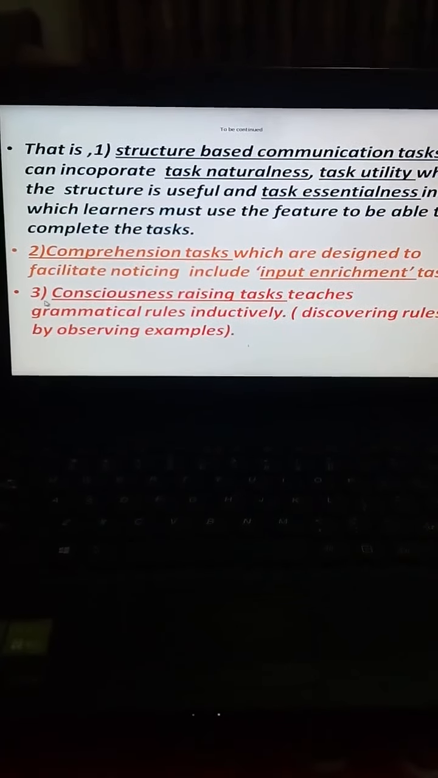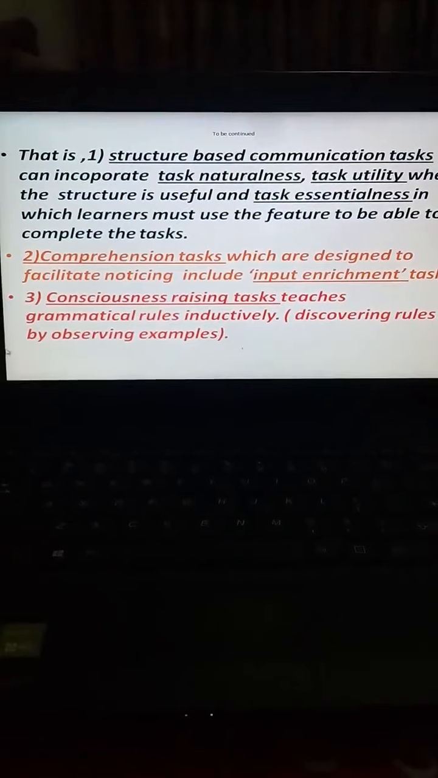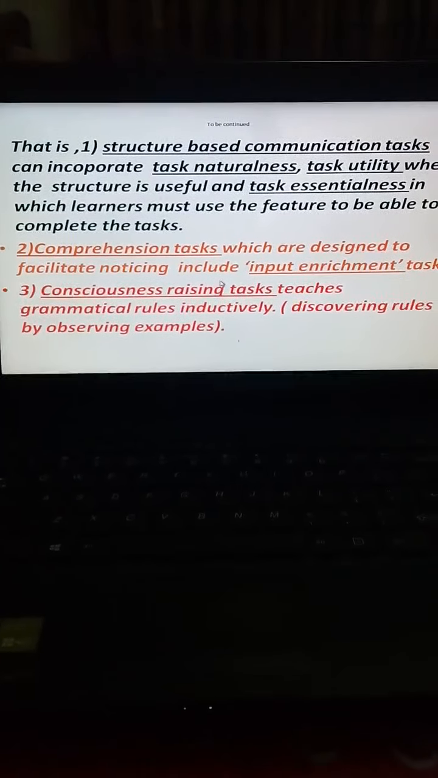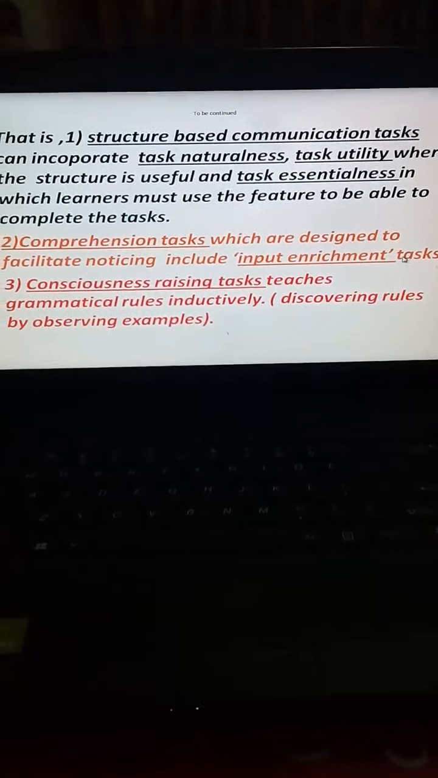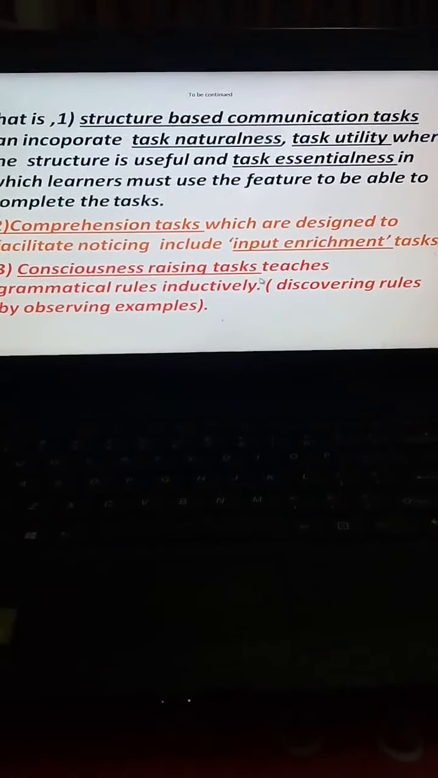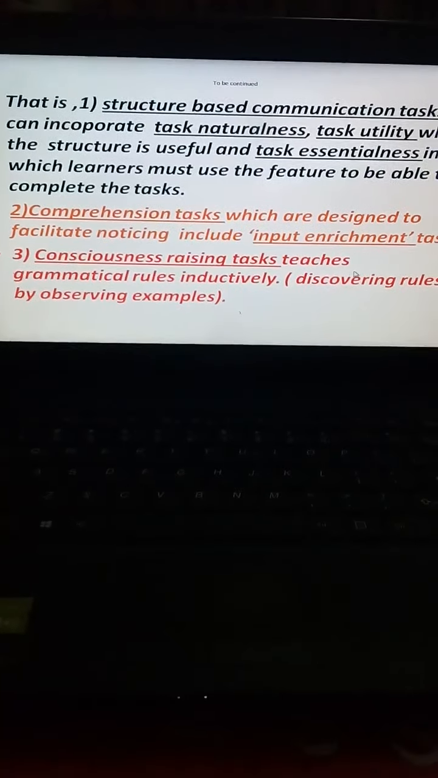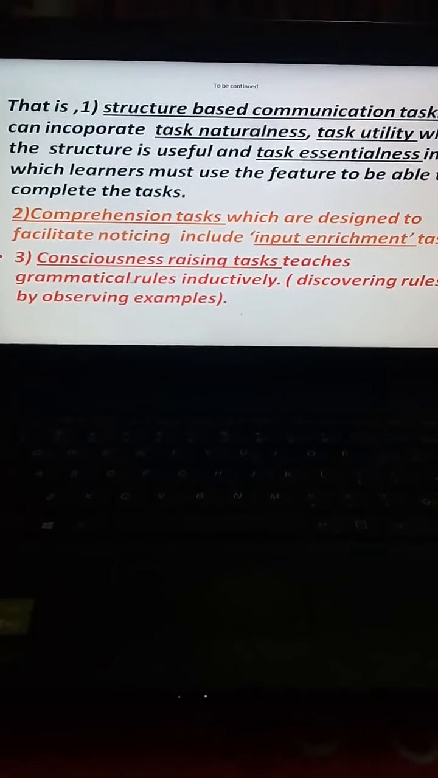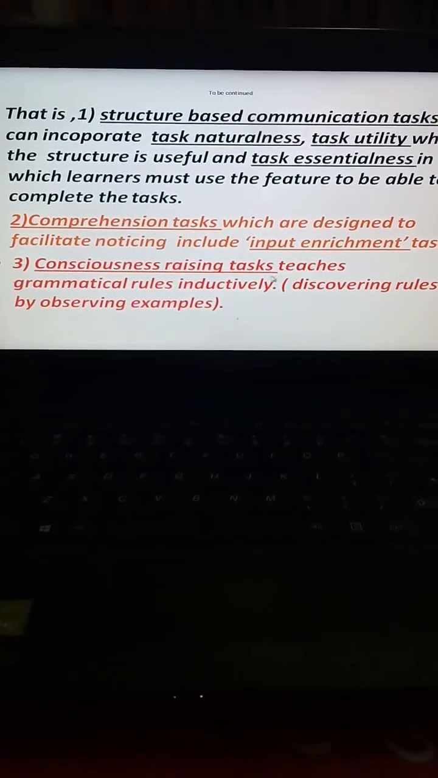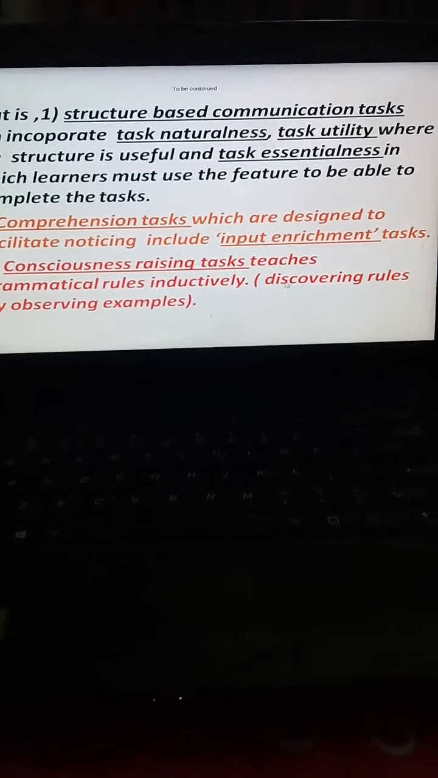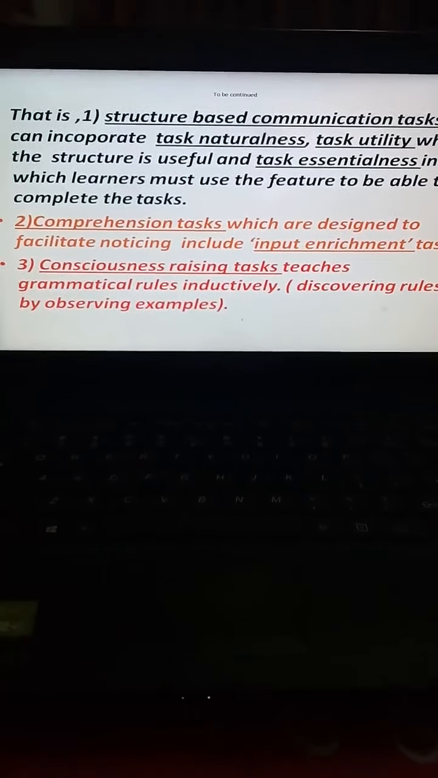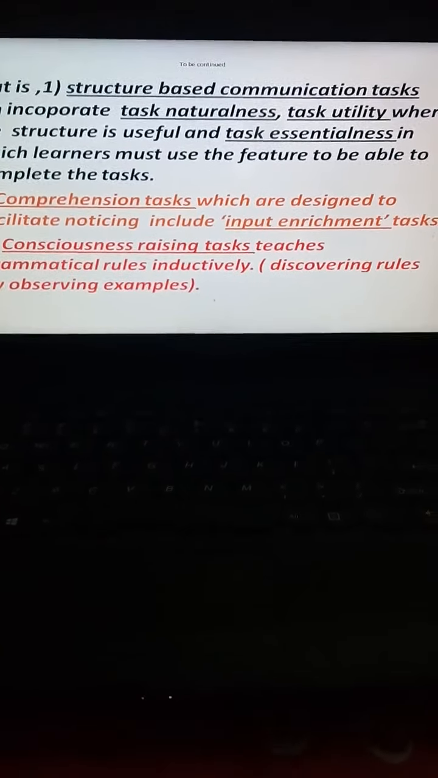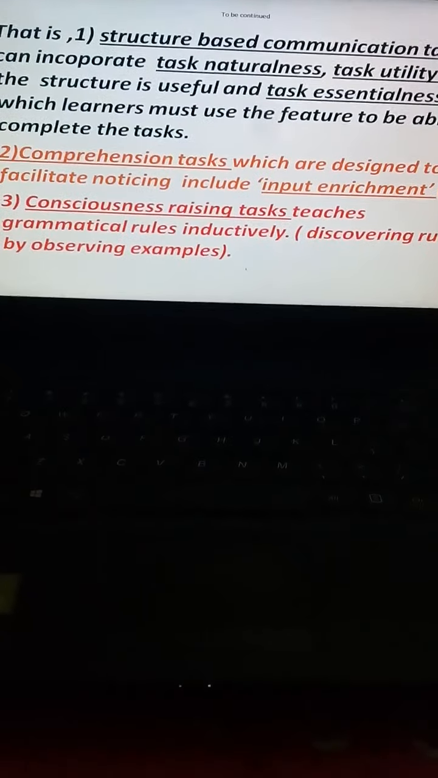And number two, comprehension tasks, which are designed to facilitate noticing, include input enrichment tasks. So learners have to enrich inputs to complete the task. And number three, consciousness-raising tasks teach grammatical rules inductively. Inductively means you have to discover rules by observing examples first. You have to look at the examples first, and then you can discover the rules from the examples.